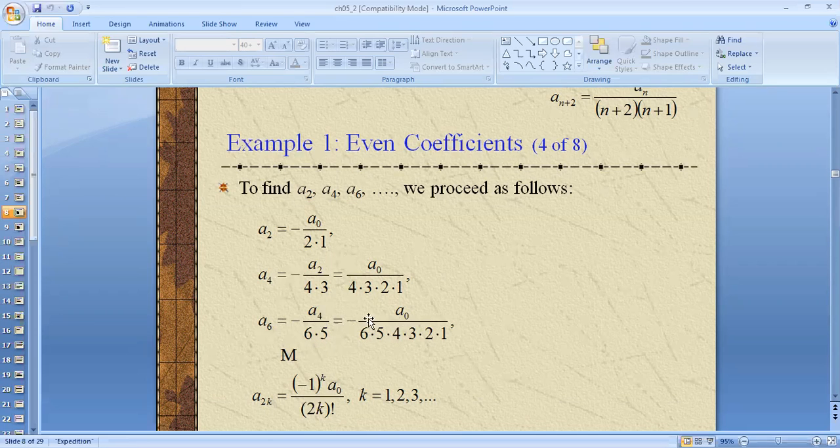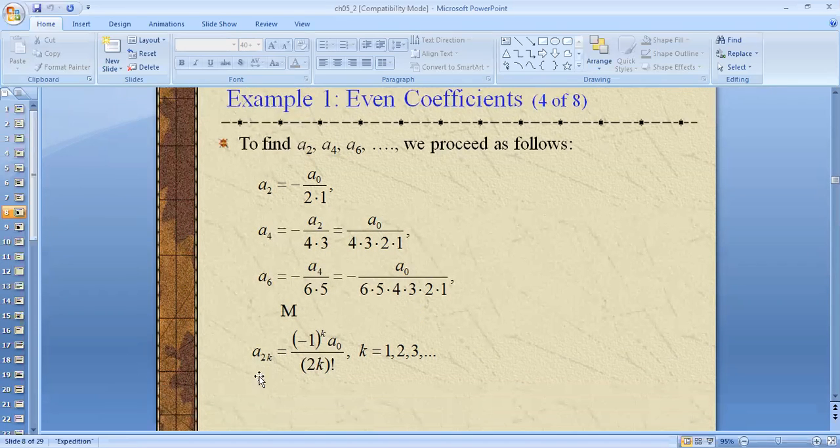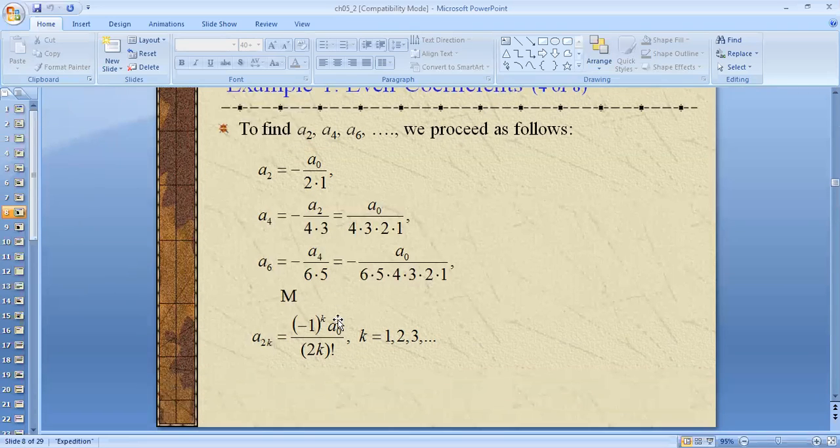Similar process. Now, if we take last k, we can write a_2k equals (-1)^k a_0 divided by (2k) factorial, for k equals 1, 2, 3, etc.